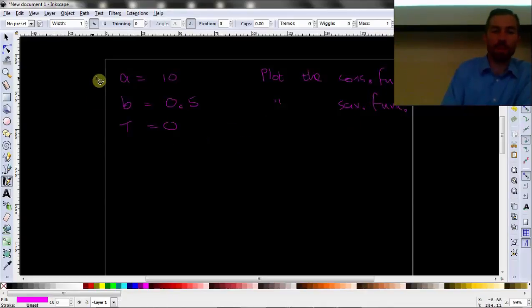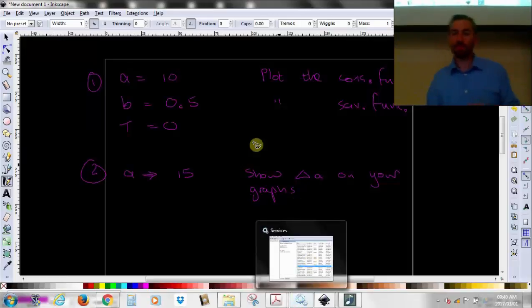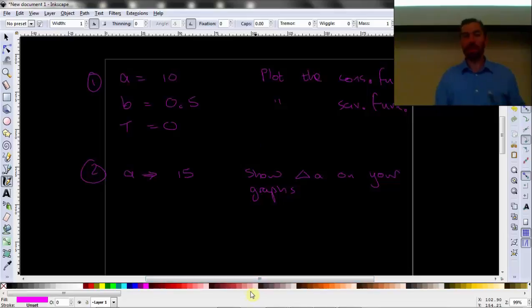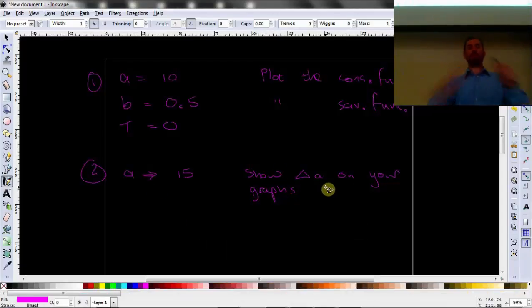Then, once you've done that, that's number one. Number two, I would like you to change the values. So A is going to change to 15, and I want you to show that change in A on your graphs. Okay, cool. It shouldn't take you more than 2 minutes to do it. If you've got any questions, raise them. In 3 minutes' time, I will quickly draw what you should have drawn. So take this as your opportunity to practice what we've done so far.